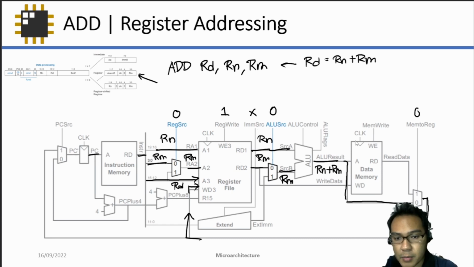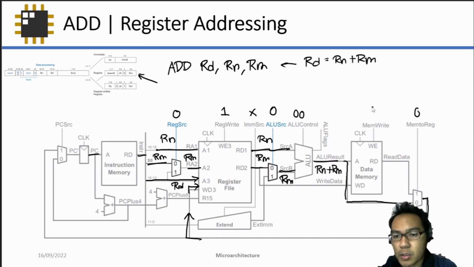Anything we've neglected, Imm source, is a don't care. We're not using an immediate. You can see here, because it's not taken, the output of the extend block is thrown away, so that's a don't care. ALU control: we did an add operation, so that's 0 0.